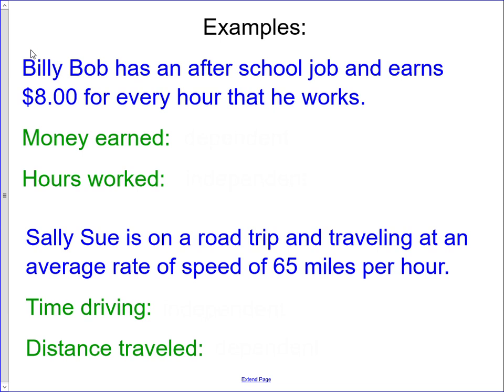In our first example, we've got Billy Bob, who has an after-school job and earns $8 for every hour that he works. So on our graph, one axis would have to represent the number of hours he works, and the other would represent the money he earned. So which one affects which? Does the hours worked affect the money earned, or does the money earned affect the hours? Well, in this case, it's the hours worked that's the independent variable. It's the one that affects how much money was earned. So the money earned would be the dependent variable.